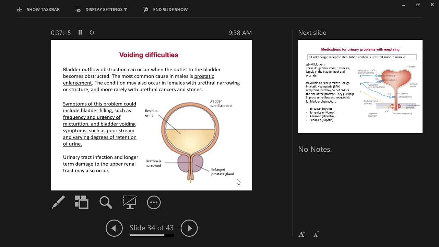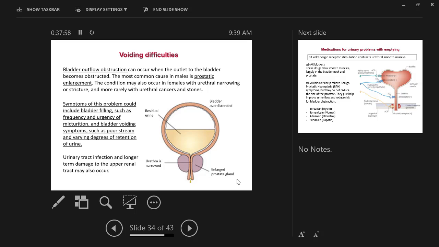Another type you will definitely see is voiding difficulty caused by bladder outflow obstruction. Most typically it's an enlarged prostate gland. BPH, for example, can obstruct the pathway here. Then, of course, symptoms of this problem could include bladder filling symptoms such as frequency and urgency of micturition, a poor stream, and varying degrees of retention of urine. So what can you do about those problems?